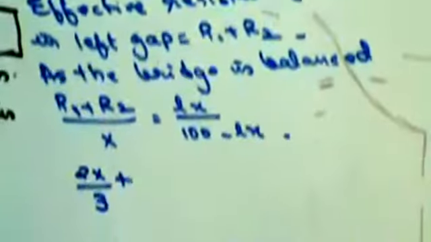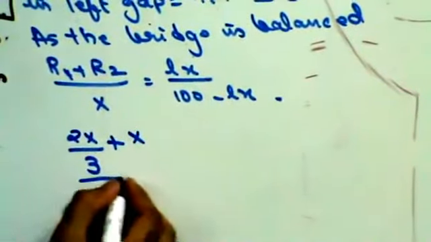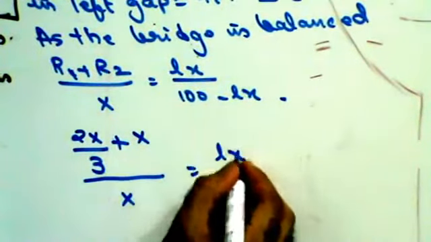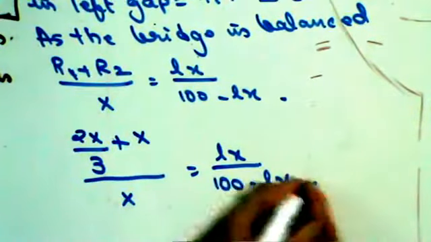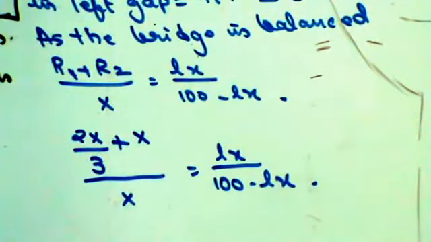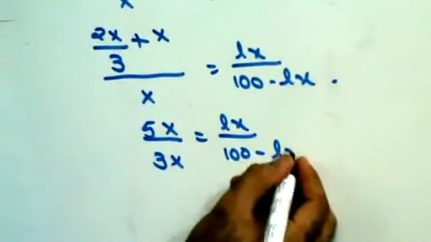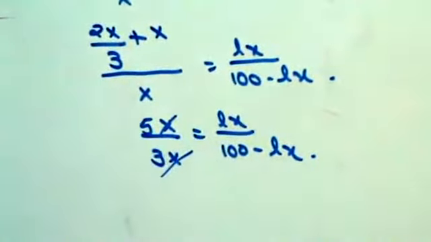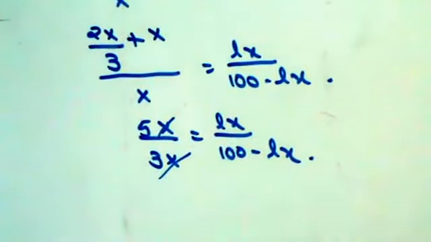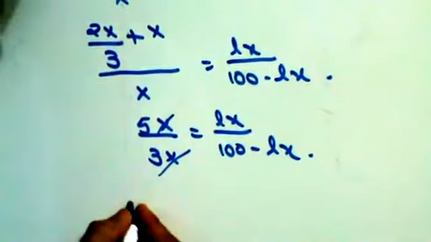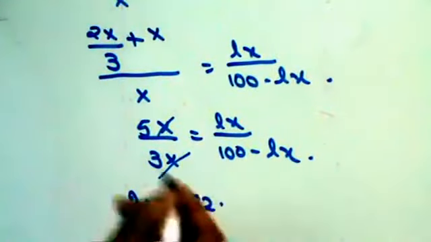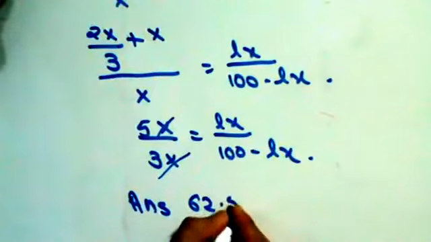Then similarly, R2 can be written as x. So this is 5x upon 3x is Lx upon 100 minus Lx. X and X get cancelled. Now you should be able to solve and get the value of Lx, to know at what distance from the left gap the bridge will be balanced. The answer for this sum should come out to be 62.5 centimeters. Right?